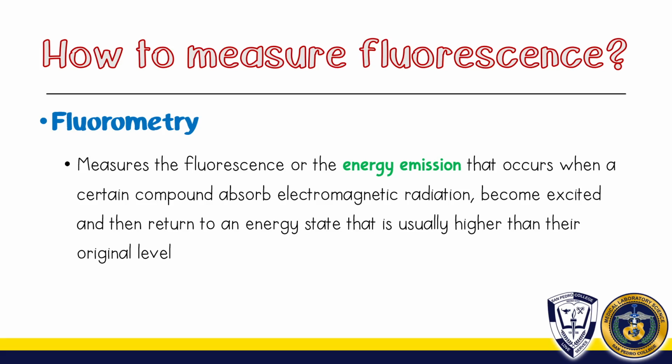Now, fluorometry measures the fluorescence or the energy emission that occurs when a certain compound absorbs electromagnetic radiation, becomes excited, and then returns to an energy state that is usually higher than their original level. Now, the emitted fluorescent light actually has longer wavelength and lower energy. It is due to the energy loss between the time when a photon is absorbed and when it is emitted. So again, the emitted light has longer wavelength and lower energy, because of the energy loss that happened between the time of photon absorption and the time of emission.